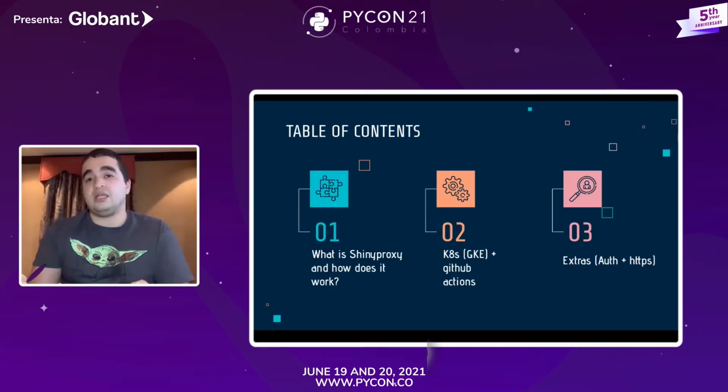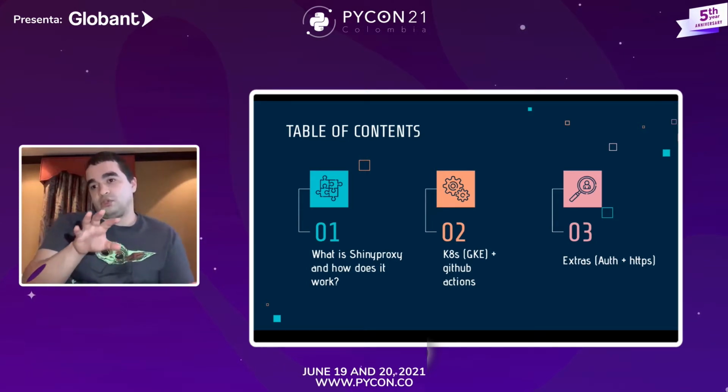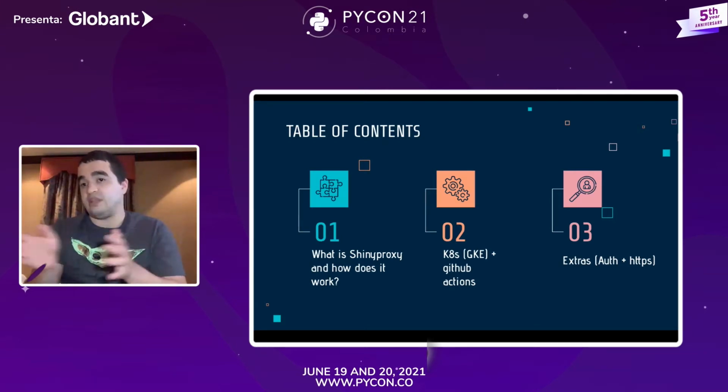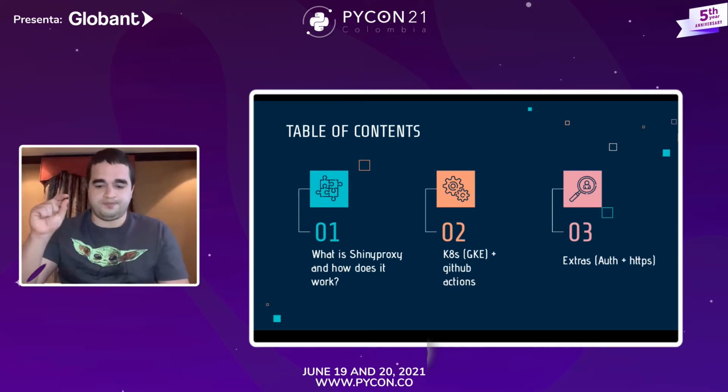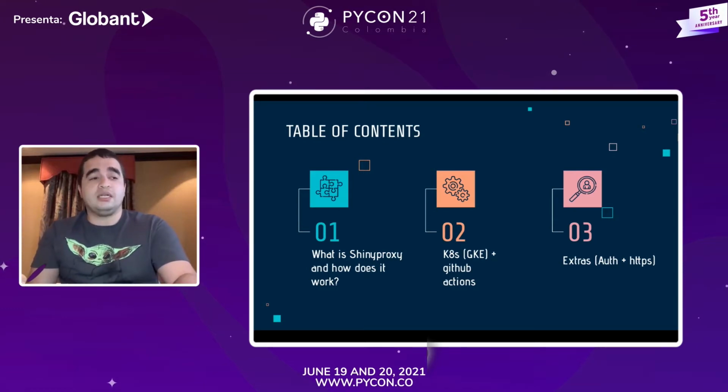So what we're going to do is that at the beginning, I'm going to explain what Shinyproxy is and how it works. Then I'm going to go to the Kubernetes part and talk about GitHub Actions. And at the end, little things about the extras, which are the authentication process and the certification for having HTTPS. This is pretty important.